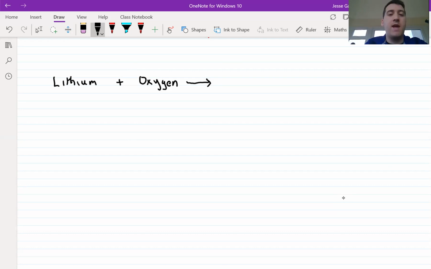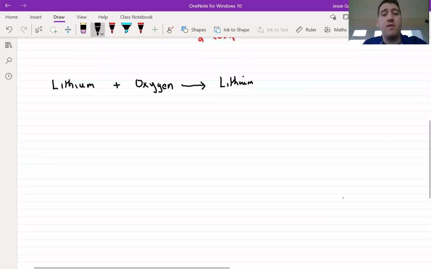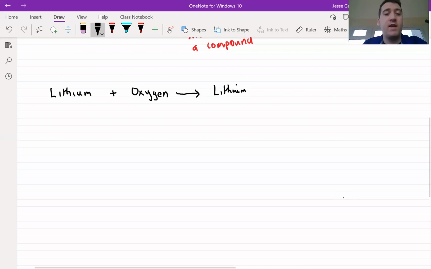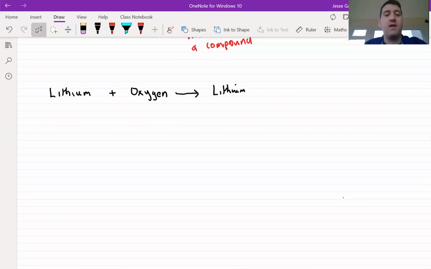What are we making? Well, we're making lithium, and lithium is the metal, so its name comes first. And if you're not sure about the metals, well, we did learn this very carefully. You've got to look on your periodic table, and we'll find that lithium is over on the left, so it's going to be a metal.